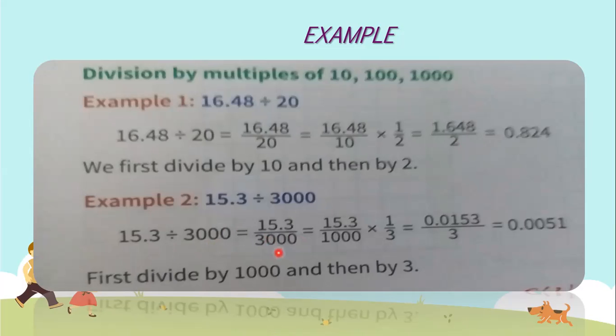Next, 15.3 divided by 3000. So 15.3 by 3000, this is how you can write 15.3 by 1000, and first you have to divide with 3. If you multiply by 3, the denominator will remain the same. So 15.3 by 3000, how much will you get? 0.0153 by 3. So this value is 0.0051. Here also the same thing. First you have to divide with 1000 and then by 3.